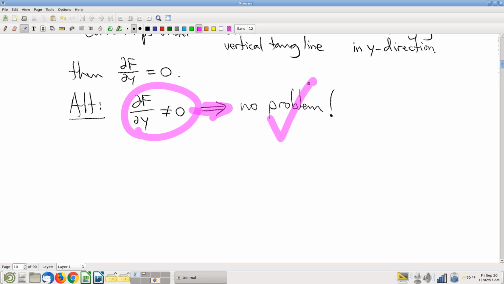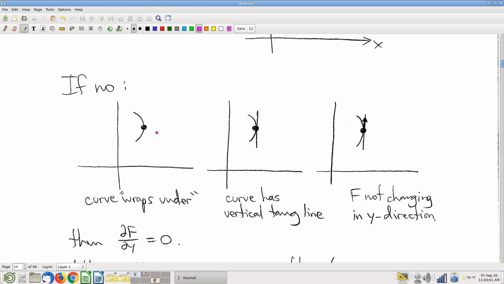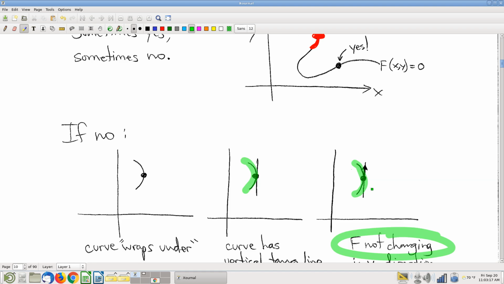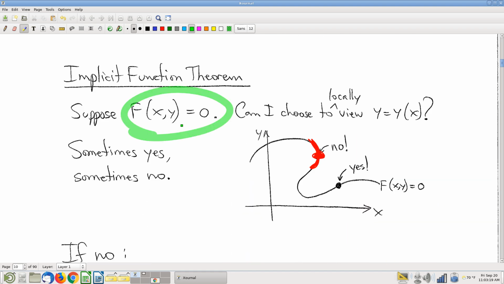Yes? Why is f not changing in the y direction? Yeah, f is not changing because this curve here is a level set. If you're staying on that curve, if you're moving along that curve, the assumption is that f is constant, and constant means not changing. That's right. That was our initial setup here. Correction: we are looking at a level set of f.